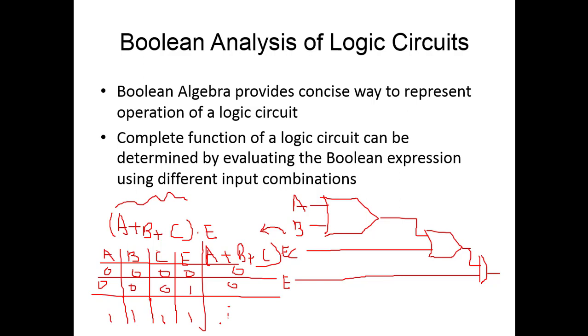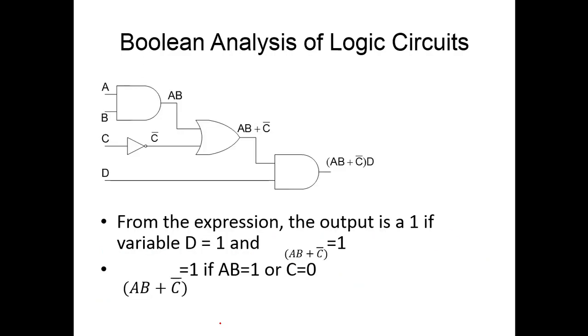This is another example. You have AND gate and OR gate and an inverter connected to the input C, and then you have another AND gate. So if you are given a circuit like this, then you can obtain its Boolean expression in a straightforward manner. You have a, b, c, d, 4 variables, then this intermediate value is a and b because it is connected to the AND gate. Then you have c complement over here. C complement is being logically ORed with a and b, so you have a and b plus c complement.